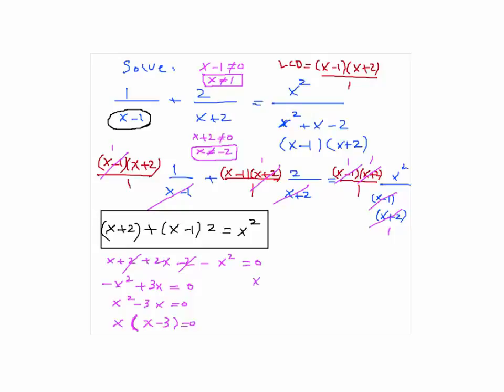So these are my answers: x equal to 0, or x minus 3 is equal to 0, so x is equal to 3. And we have to check our answers, make sure none of the answers are the restricted ones, which they are not. So these are your solutions, x equal to 0 or x equal to 3.